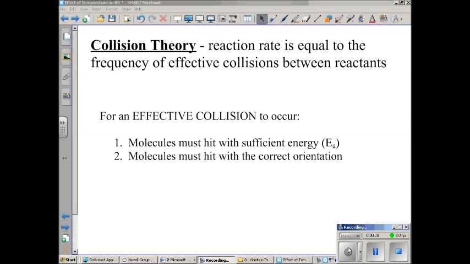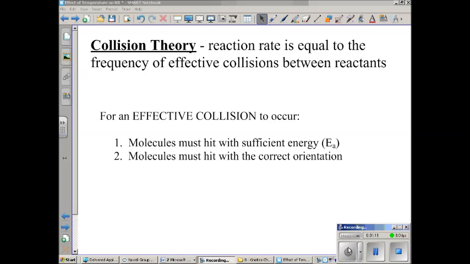The first thing we have to understand is something called collision theory. As you see on your paper, collision theory simply states that the reaction rate will be equal to the frequency of effective collisions between reactants. That word effective is extremely important. If you've ever seen a car accident where just a little fender bender, people just kind of bump into each other, there's no real damage done, that would be like an ineffective collision. A big car accident where you see all the mangled mess of cars, that would be an effective collision by our terminology.